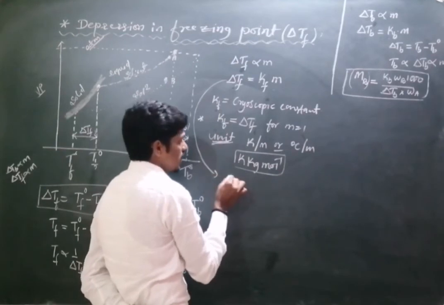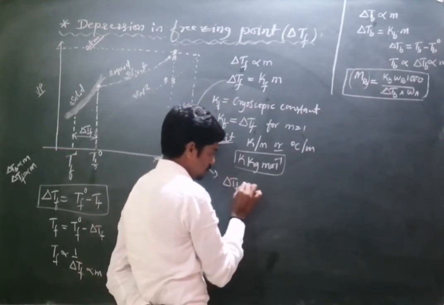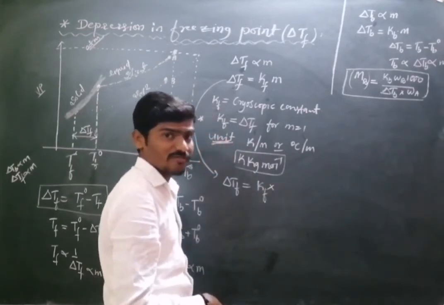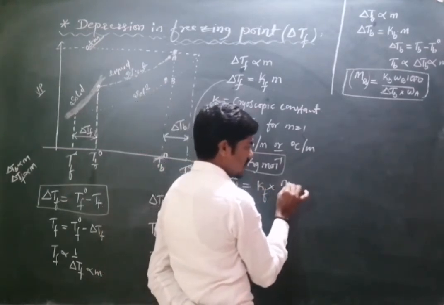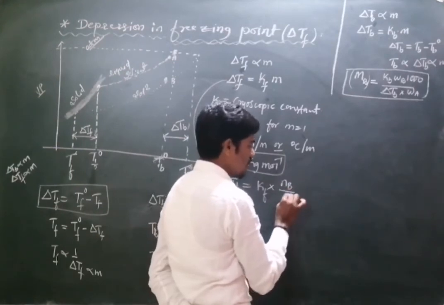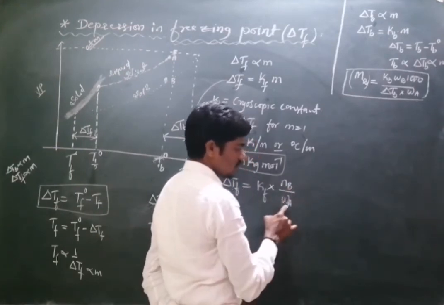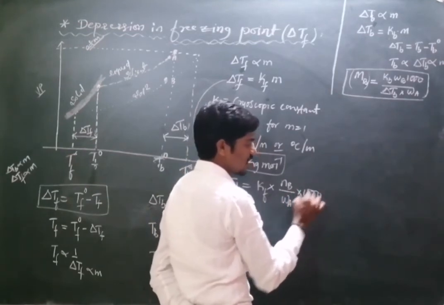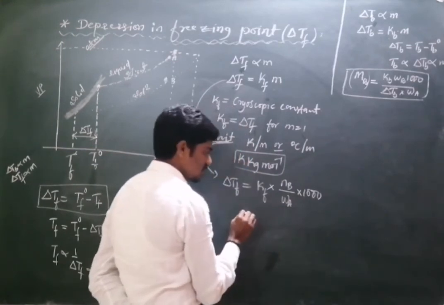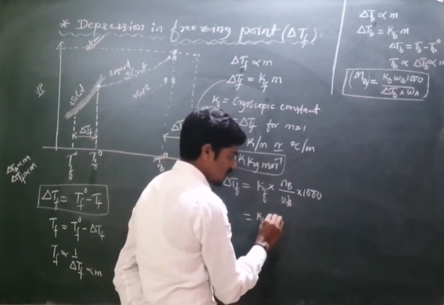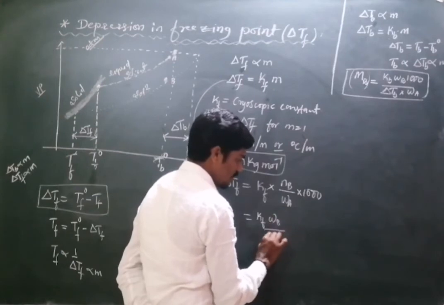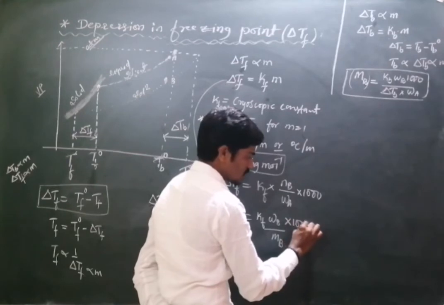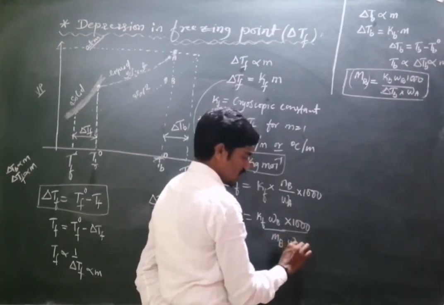Continue. So here delta TF is equal to Kf into molality. What's the definition of molality? Molality is defined as the number of moles of solute present in 1 kg of solvent. If the solvent is given in grams, then multiply by 1000. NB is nothing but given mass divided by molar mass. So molality is given mass divided by molar mass into 1000 divided by WA.